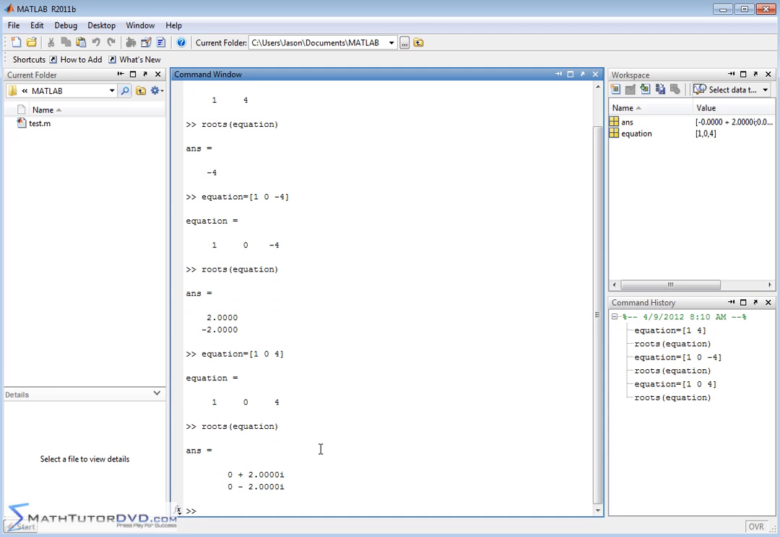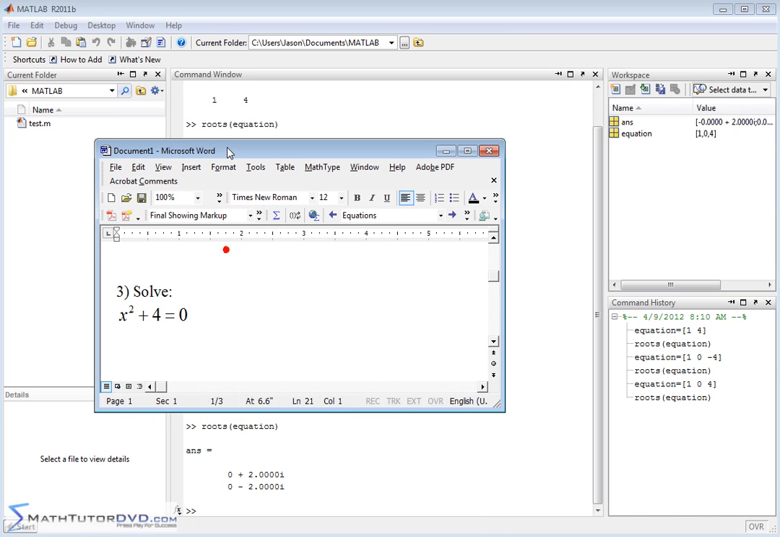Now notice what happens here. We have a complex answer. Matlab has no problem giving you complex answers. Here we have 2i, and the other answer is -2i. These are conjugates of one another, which is one of the rules of algebra. You always expect to get these conjugates in pairs like this.